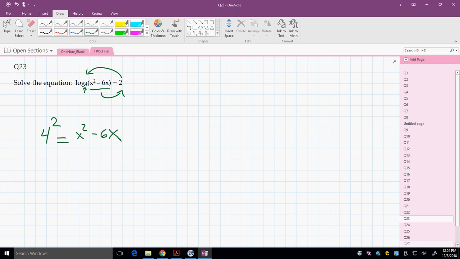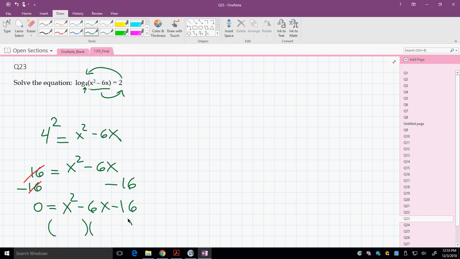Now we're going to solve. 4 squared is 16, so we have 16 equals x squared minus 6x. And we're solving as any regular equation now. So we're going to subtract 16 on both sides of the equal sign. That cancels. Now we have 0 equals x squared minus 6x minus 16.